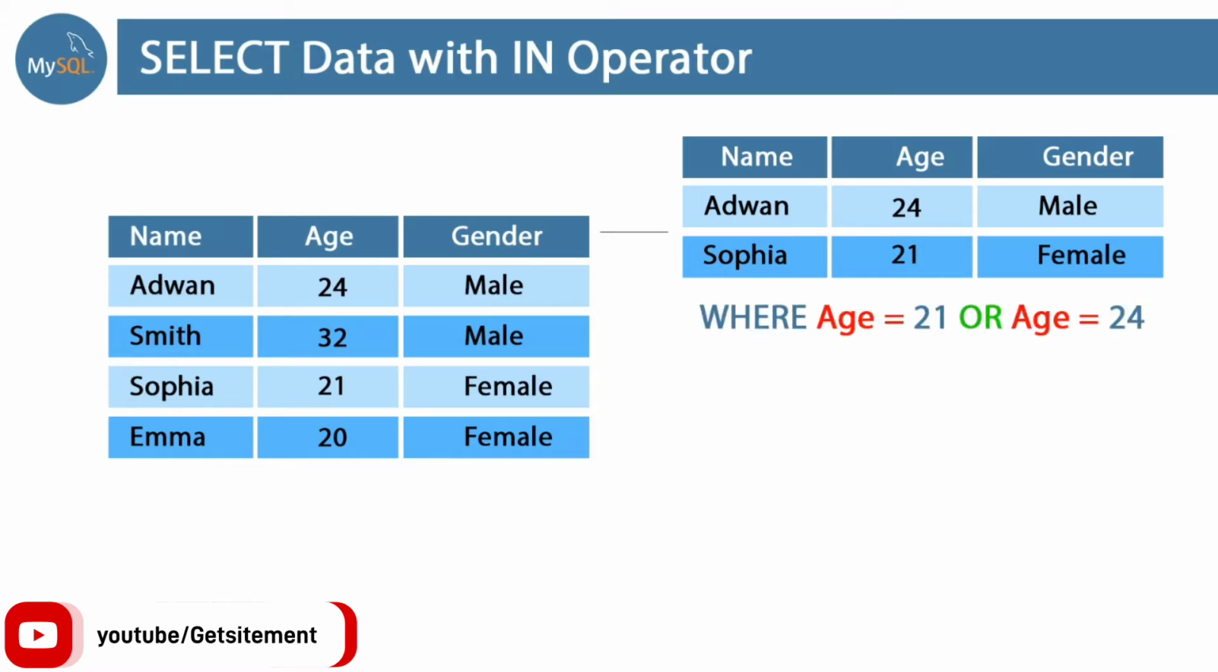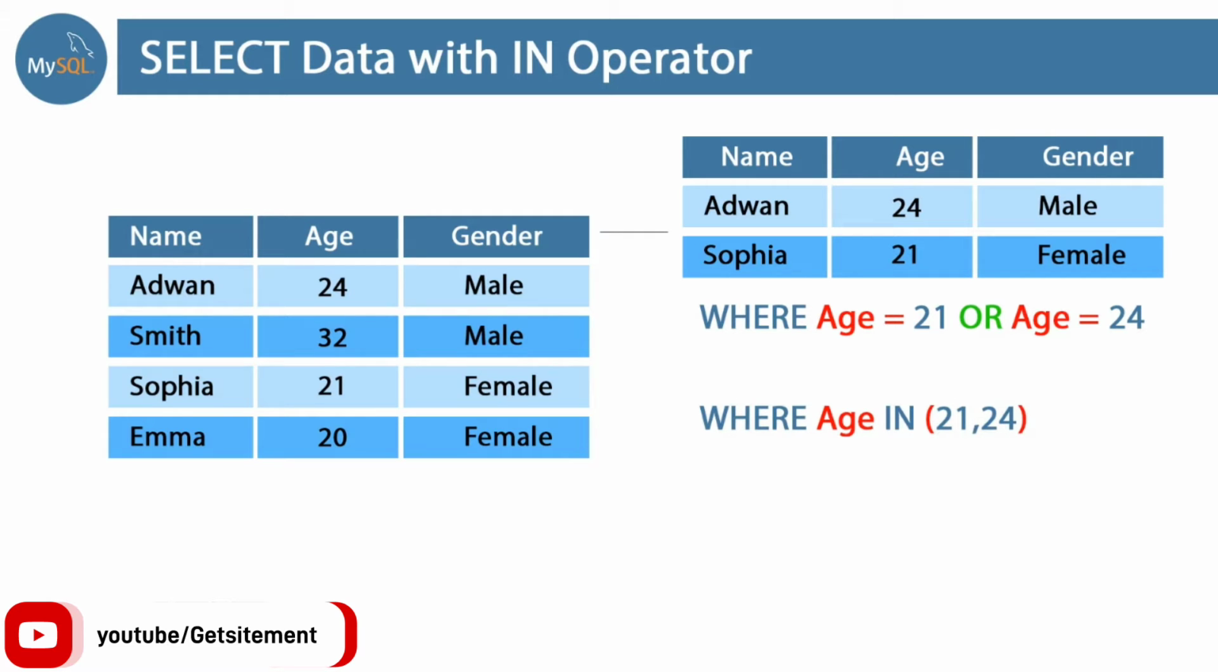We use the OR operator to get the same result in our previous video. Using the where clause, first we need to declare our condition. Then we need to use the OR keyword. And once again we need to declare a condition. And it's a very lengthy process. To solve this kind of problem, we have another operator, the IN operator.